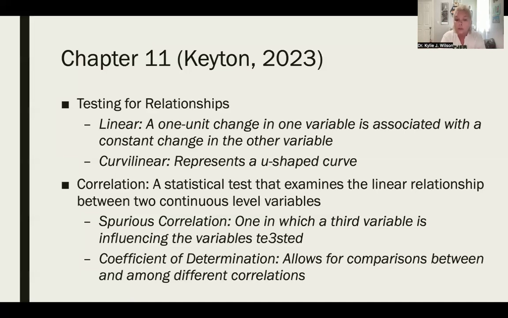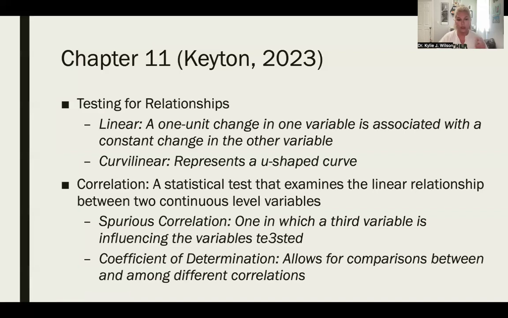Okay, curvilinear is going to represent that U-shaped curve. So it's going to be kind of the upside down bell curve. But linear is we can draw lines and kind of see all the associations. So we're going to talk about correlations. This is a statistical test that examines linear relationships between two continuous level variables. Correlation is all about relationships. Do they associate with each other?